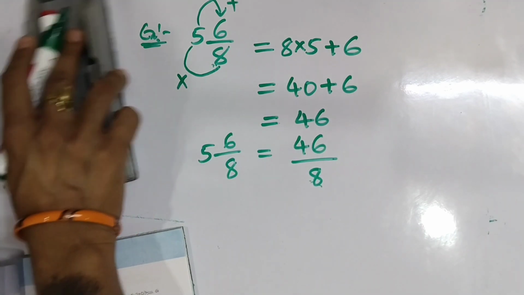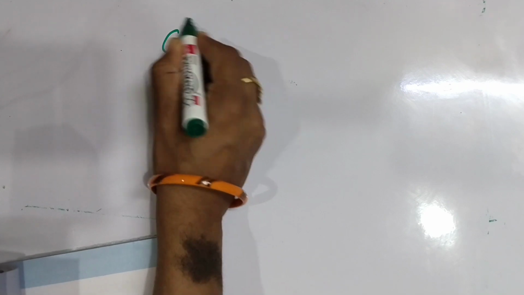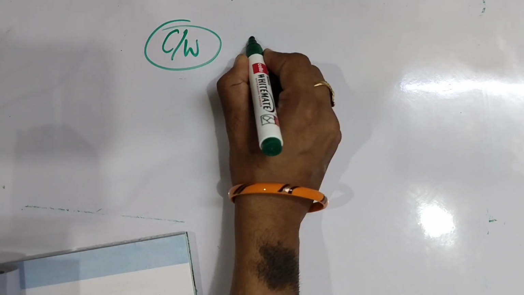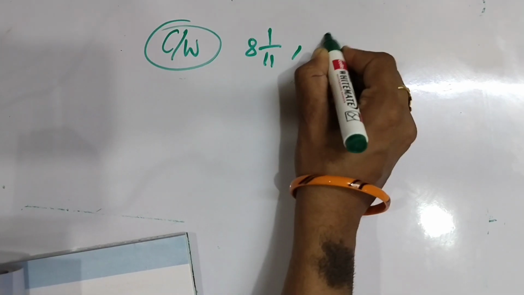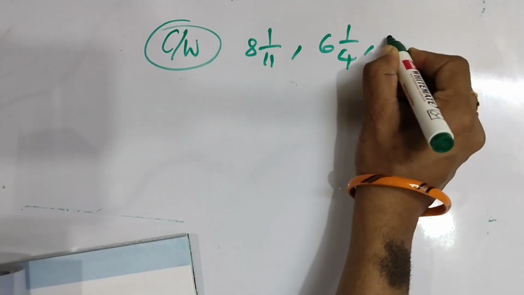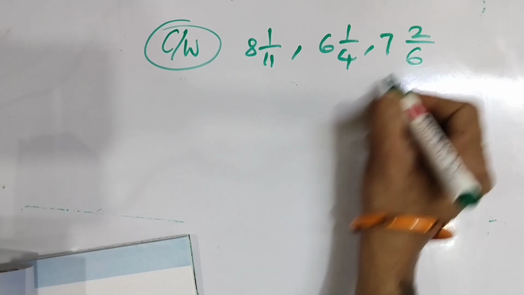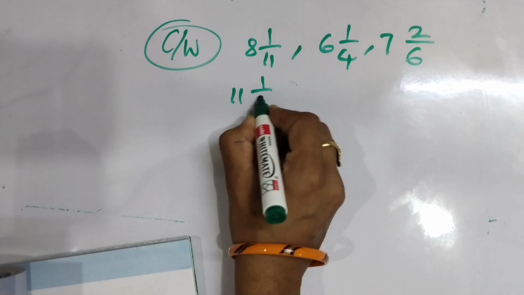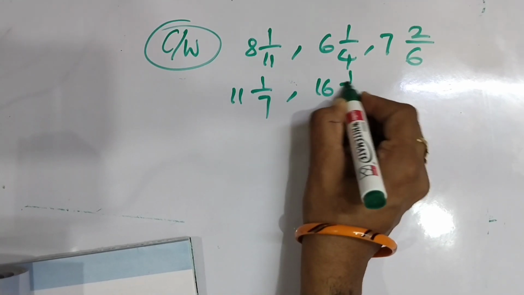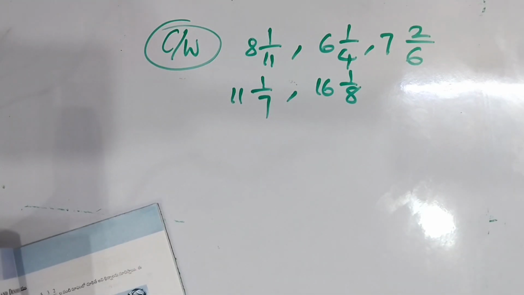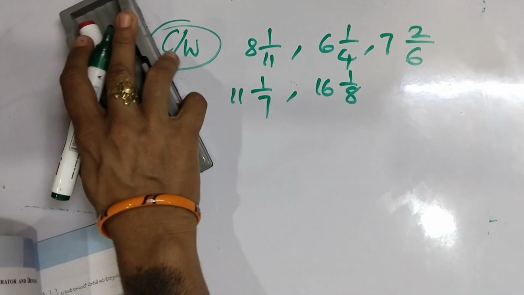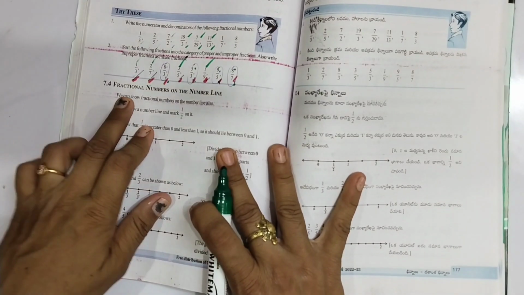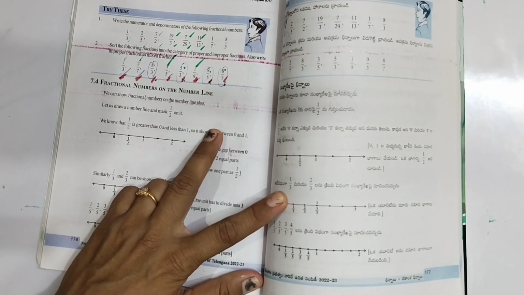Okay, I think you understood well. So for classwork you have to solve these examples: 8 1/11, 6 1/4, 7 2/6, 11 1/7, 16 1/8, like this. You have to solve them after completion of class. Next topic, we are going to discuss fractional numbers on the number line.